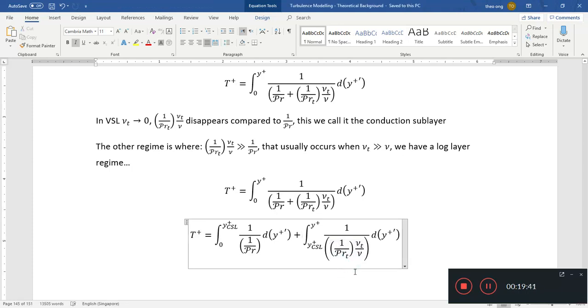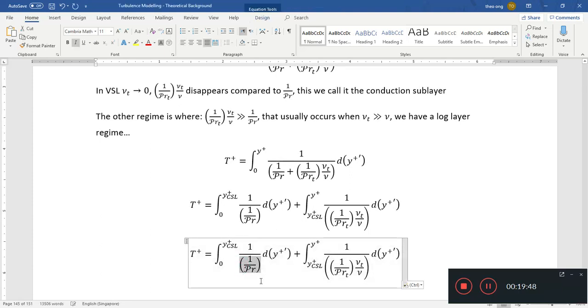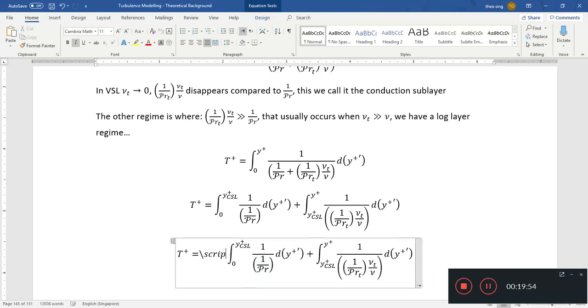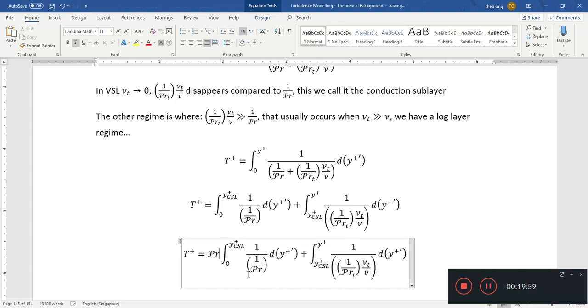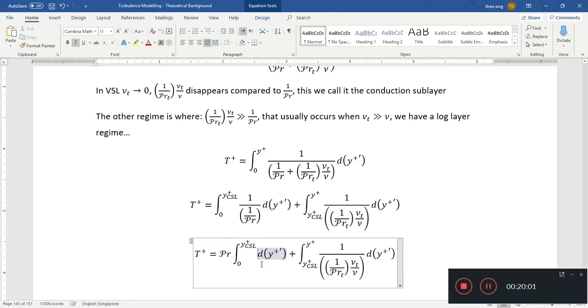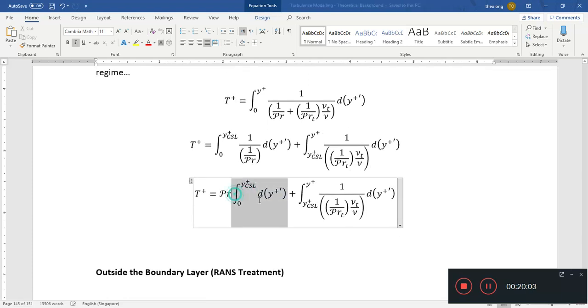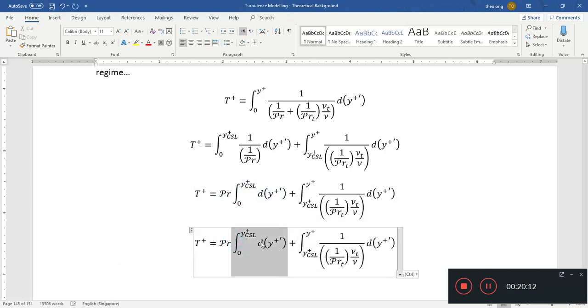So we have two regimes. This one is pretty straightforward, because the Prandtl number, by and large, is constant, so we can bring this constant out, script PR. So the first one we have is an integral from 0 to y CSL.